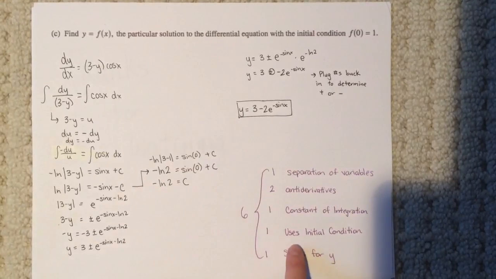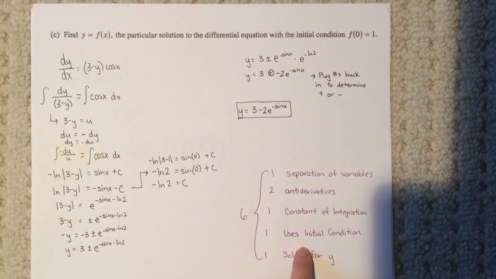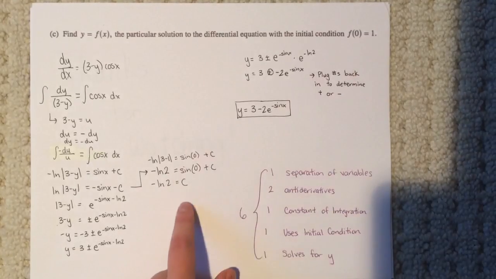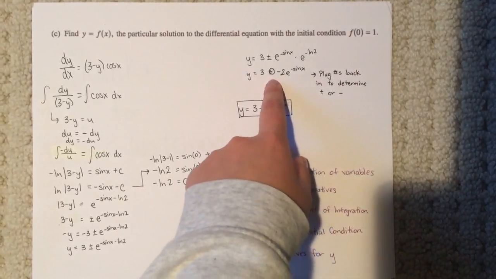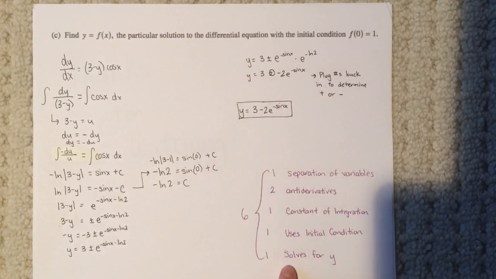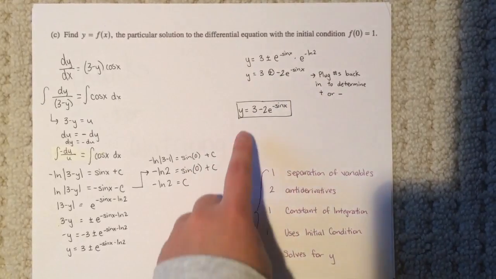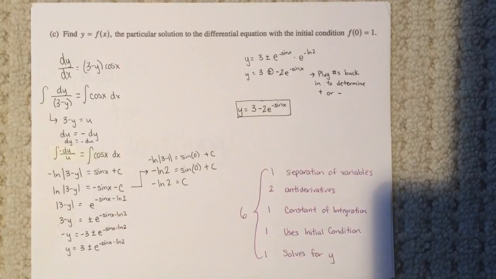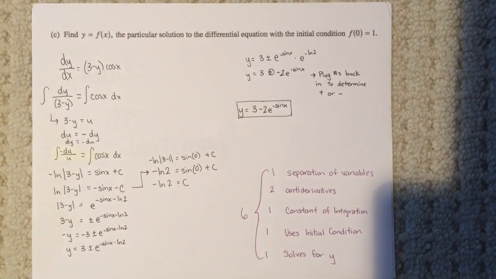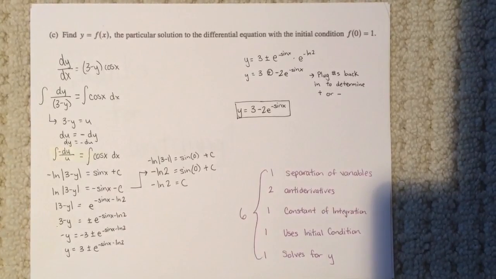That's 1 point. Then the next point is that you use the initial condition of 0, 1, whether it's to get c or to get whether or not this is plus or minus. And the last is solves for y, and we did, because our equation is y in terms of x, which is y equals 3 minus 2e to the negative sine x, and we are done.